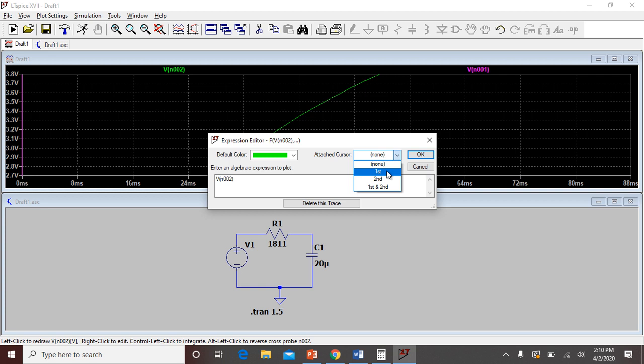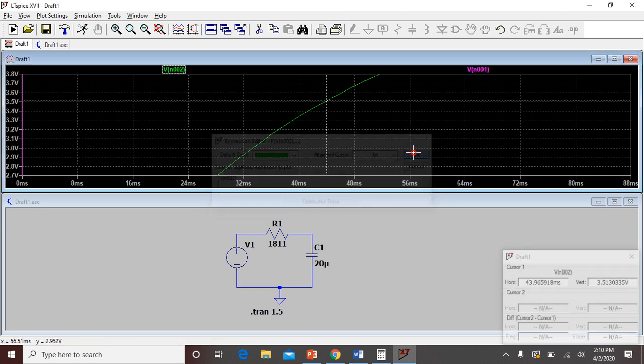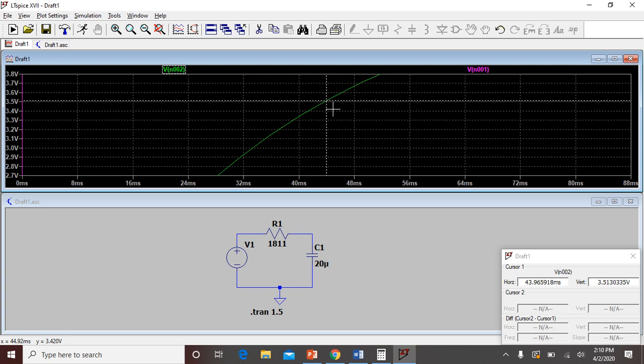I only want one cursor, not two or three. I'm not doing anything further, so I only need the first one. I'll click on it and then click OK. So now this cursor has appeared.